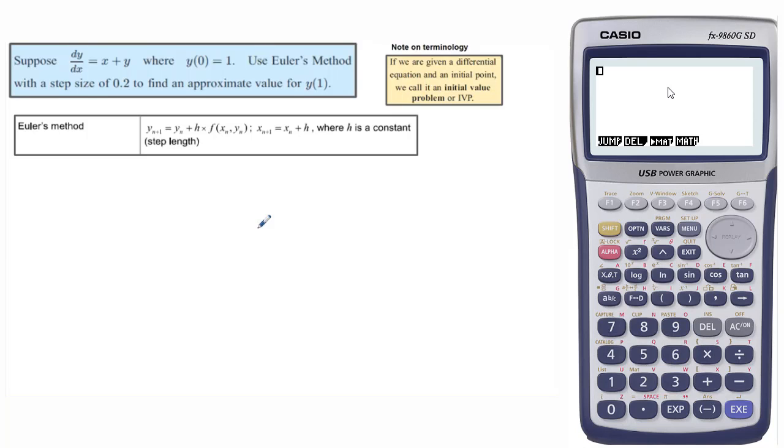Suppose dy by dx equals x plus y, where y0 equals 1. Use Euler's method with a step size of 0.2 to find an approximate value for y1.